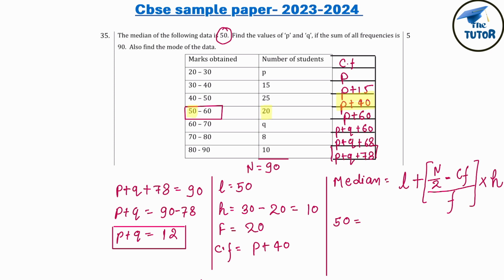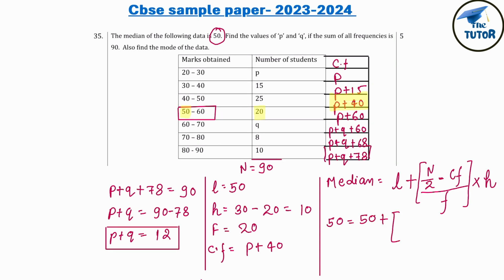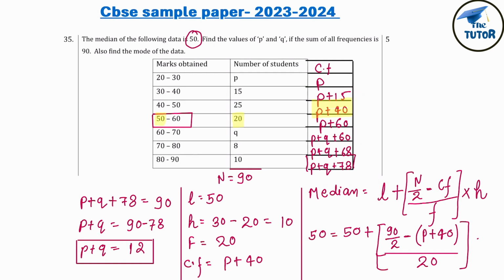50 is equal to, what is L? 50 again, plus what is n? N is the sum of the frequencies, that is 90 over 2, minus this is CF, which has two terms, P plus 40, right? So let's keep it in brackets, P plus 40. Okay, this whole is being divided by the value of F, the frequency of the median class, that is 20, and this whole value will be multiplied by the height, that is 10.